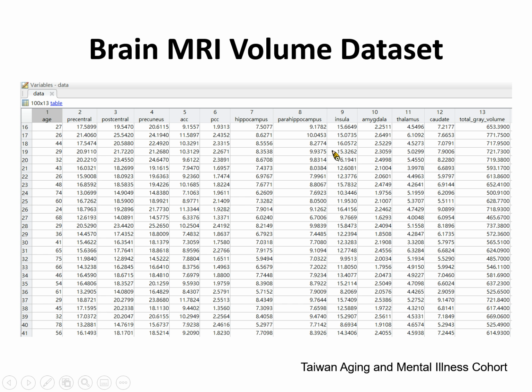But these are still the true brain volumes from these subjects. We have some important brain regions like precentral areas, post-central areas, precuneus, anterior cingulate, posterior cingulate cortex, and the famous one, hippocampus and parahippocampus. They are related to memory functions. And we also have the insula, amygdala, thalamus, caudate, and of course the total gray matter volumes. This total gray matter volume is usually the metric we use to measure brain size.